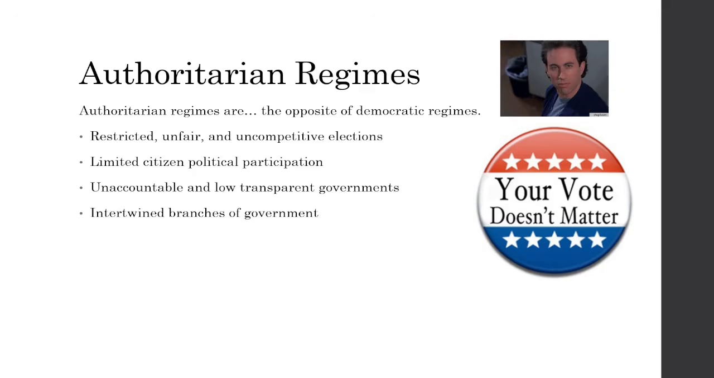There's intertwined branches of government. So all three branches of government are just rubber stamps of each other. They're basically mirrors of each other. They're dominated by a single party, and they are all best friends with one another. There's no separation of powers.